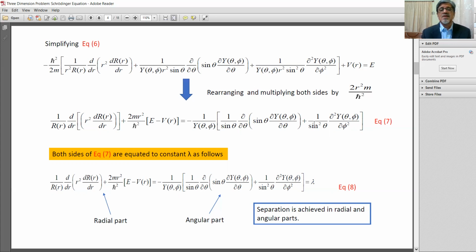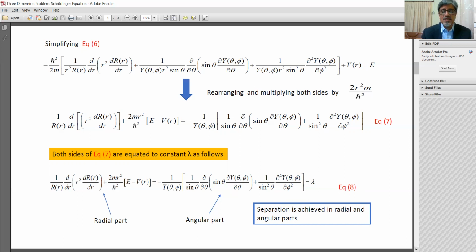part on the right hand side. Again, we have taken it on the right hand side. Now, we see that this equation and this equation are both equal to some constant lambda. So we have equated left hand side equal to right hand side equal to some constant lambda. On the left hand side, you will see that only r is there, so it is known as the radial part. Here you will not see any theta and phi. And on the right hand side, you will see only theta and phi, not r. So it is the angular part, and we call it equation number 8. Separation is achieved in radial and angular parts in equation number 8.